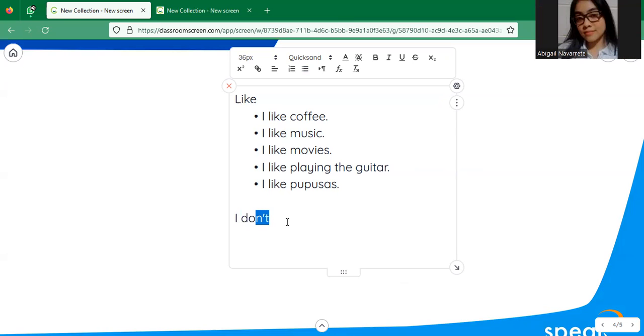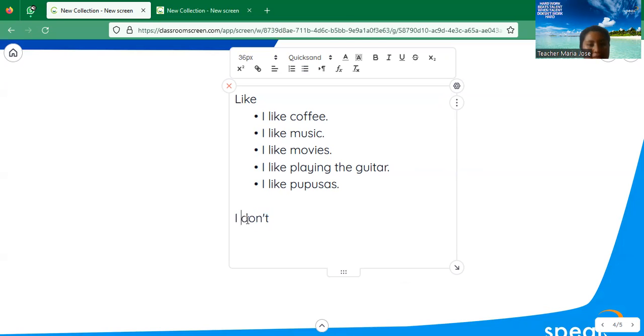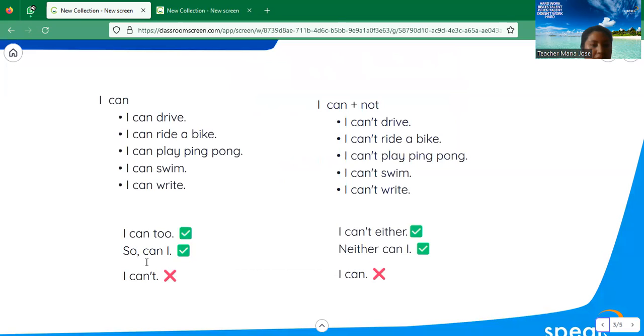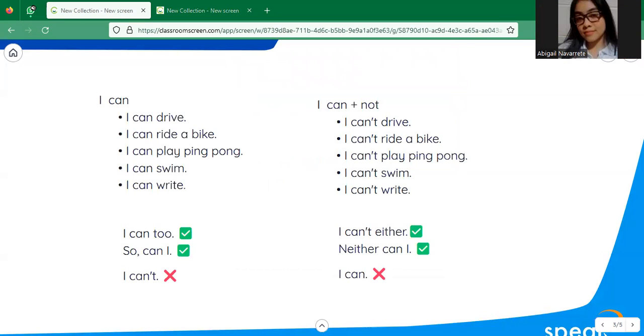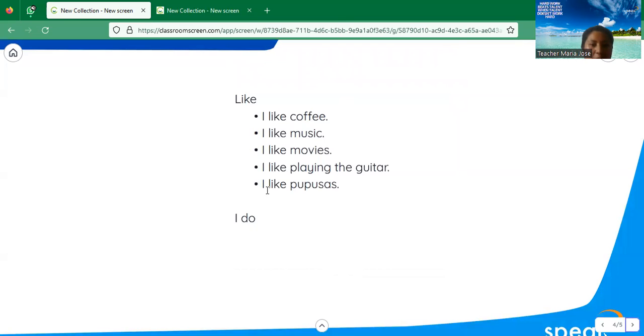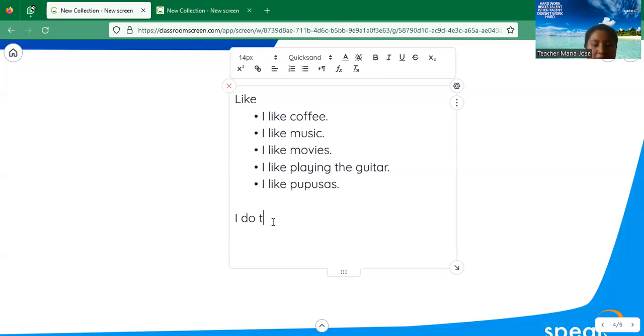Now, if I eliminate the negative, not, what is the other auxiliary? Do. Do, okay, I do. Excellent. And after the auxiliary, what do I use? I do too. Excellent. Because the auxiliary of the present is do. So I say I do too.